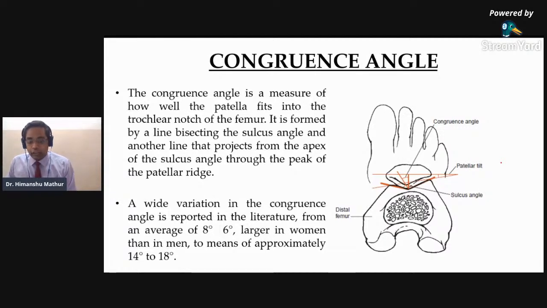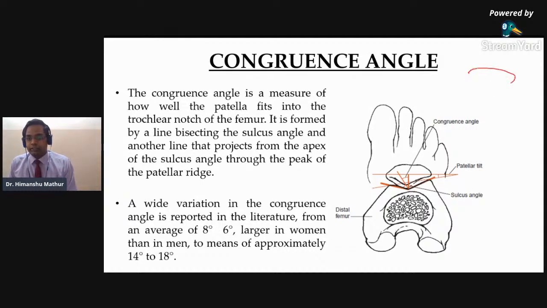Now, what is angle of congruence? The angle of congruence is the measure of how well the patella fits into the trochlear notch of the femur. It is formed by a line bisecting the sulcus angle, which was the previous angle we made, and another line that projects from the apex of the sulcus angle through the peak of the patellar ridge. Now let me tell you a few things.